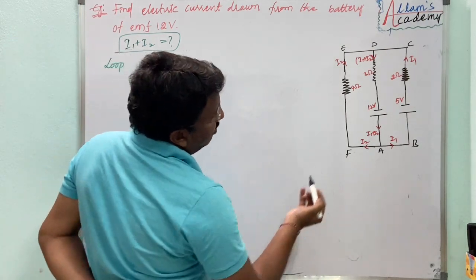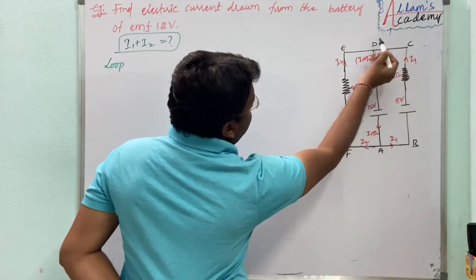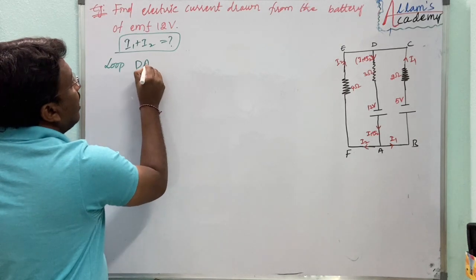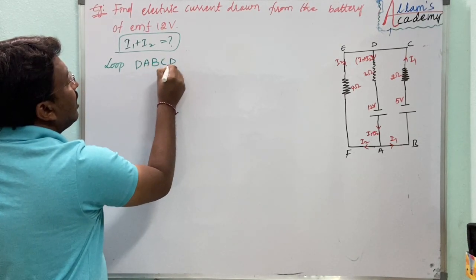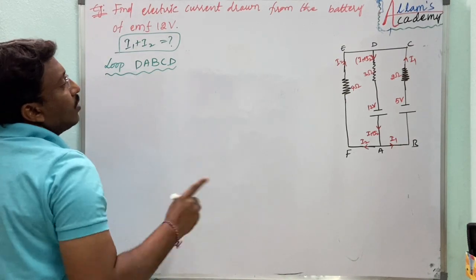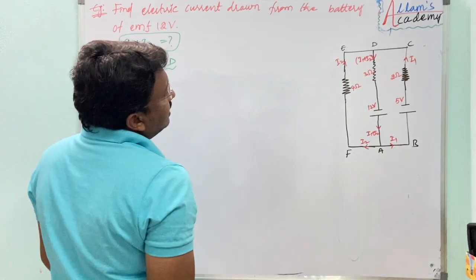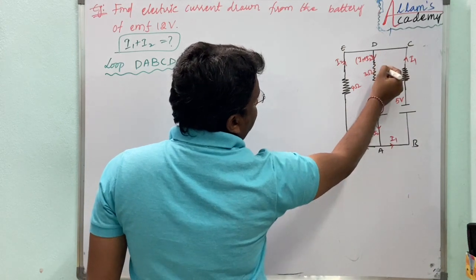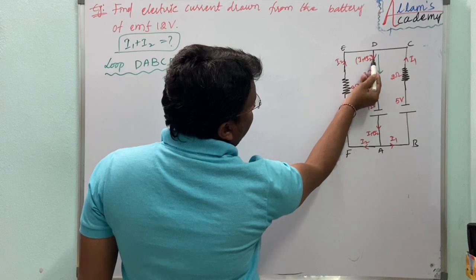See here, I have started D, A, B, C, D. This is the loop. So here, what I said in the D to A is this way. Here, right, both are in the same direction.